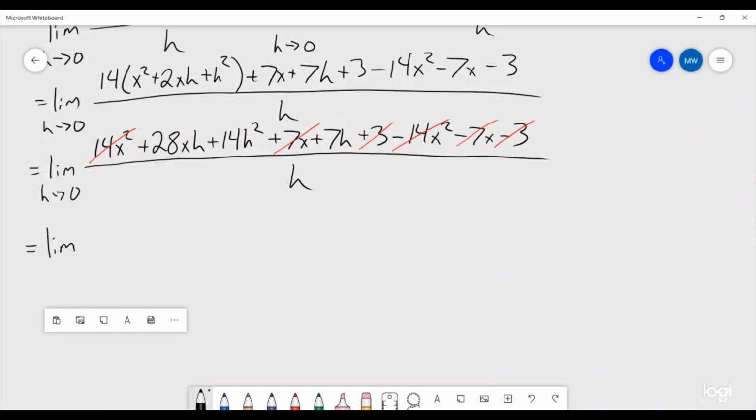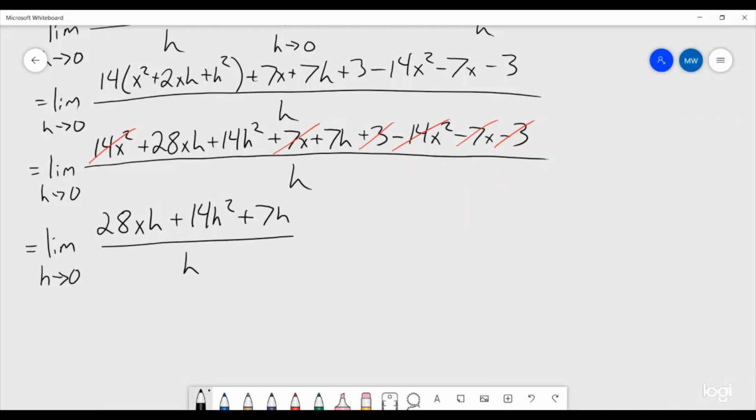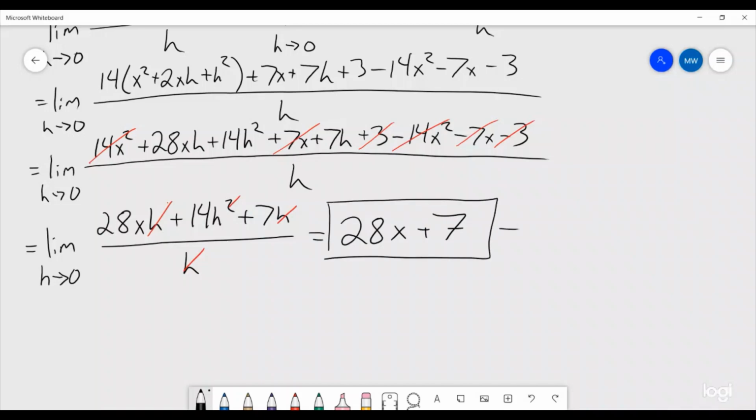So that means that the only things that did not disappear are going to be the limit as h goes to 0 of 28xh plus 14h squared plus 7h, all over h. Well, we can cancel an h out from everything, and we are left with, when we plug in h equals 0, 28x plus 0 plus 7. So that means that this is going to be equal to f prime of x. That is the derivative of f.